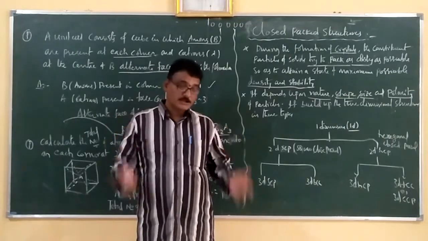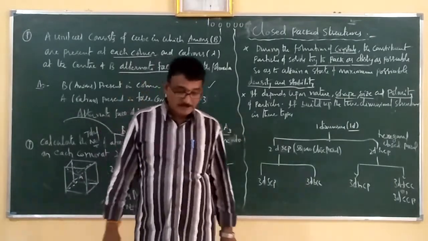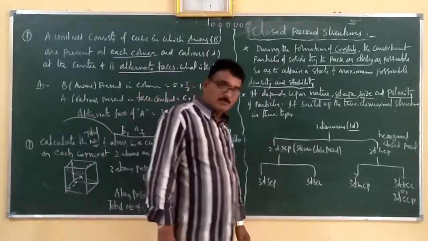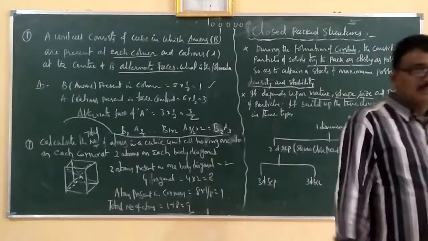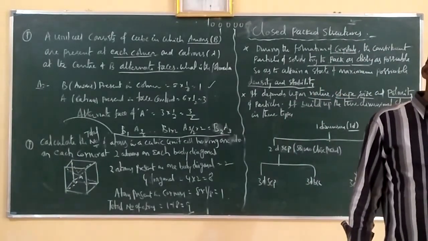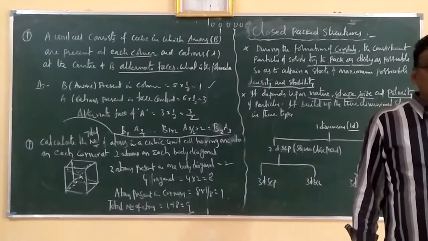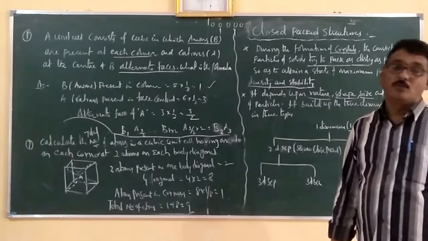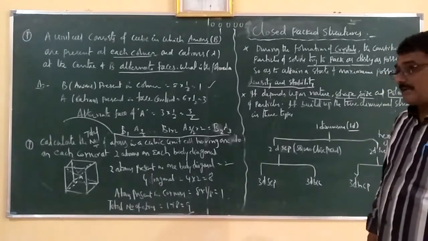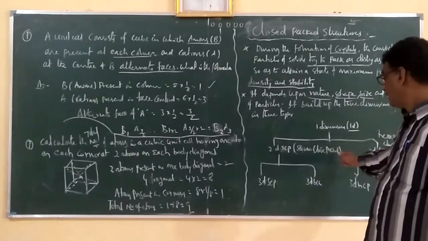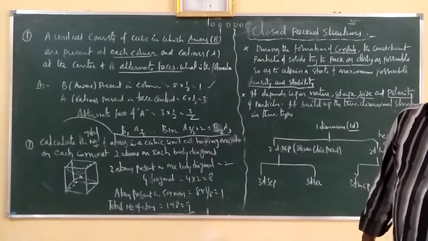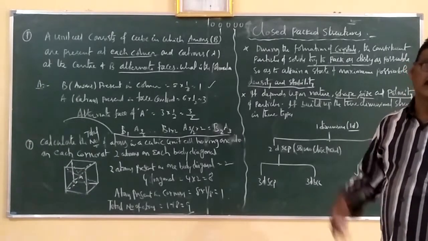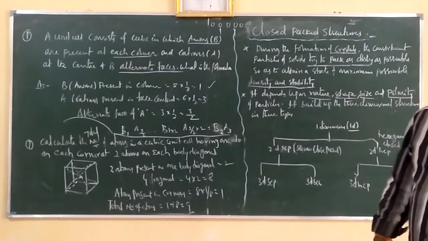Okay. In the next class we have to explain these types of one-dimensional, two-dimensional, three-dimensional. How many types of three-dimensional are possible here? Four types: 3D SCP, 3D BCC, 3D HCP, 3D FCC or CCP. How many types of two-dimensional? Two types: 2D SCP and 2D HCP. Those 2D and 3D structures come from the one-dimensional. Okay? Thank you.